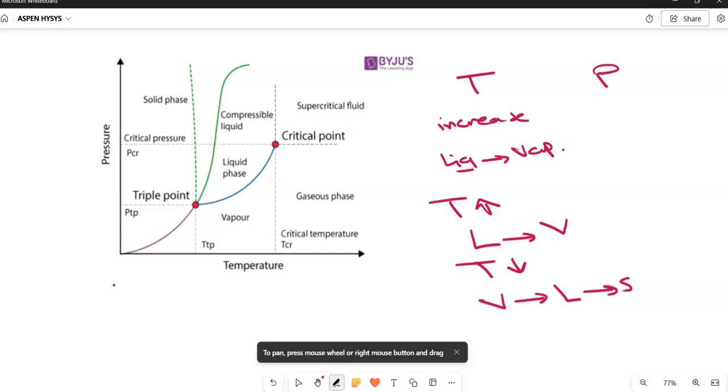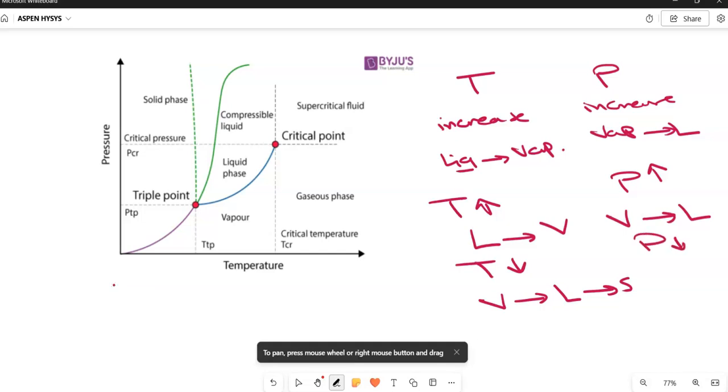If the pressure increases and we have a vapor, this vapor will be compressed and turn into a liquid. So the higher the pressure, we are moving from vapor to liquid, and if we lower the pressure, the liquid will turn into vapor. So the temperature and the pressure cause opposite effects.